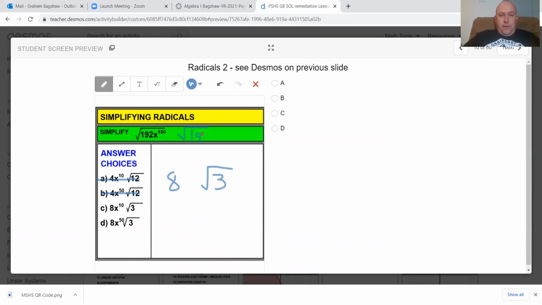You'd work out the square root of 192, and then you'd work out the square root of x to the power of 100. And the rule for exponents is you halve the exponent. So it's actually x to the power of 50. What it is not is the square root of 100, which is 10, which they will put as one of your answers. So for this one here, that would be answer choice D.